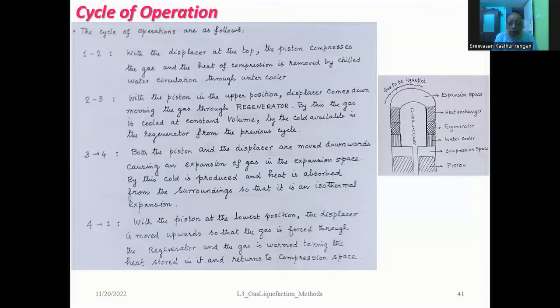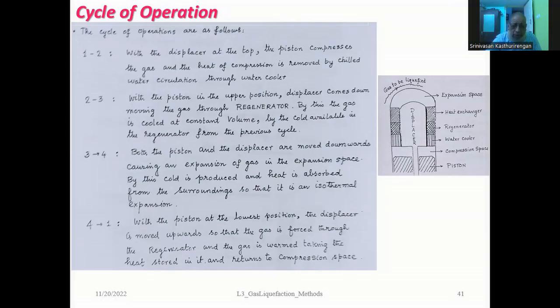Okay, let us look at the cycle of operations, which are as follows. First, the displacer is at the topmost position. So please remember this. This is the displacer part. The piston, compressor, and expansion piston is here. So with the displacer at the topmost point, the piston compresses the gas, and the heat of compression is removed by circulating cold water through the water cooler. So this is supposed to be an isothermal compression process. Practically, it may not be so, but theoretically, it is an isothermal process.